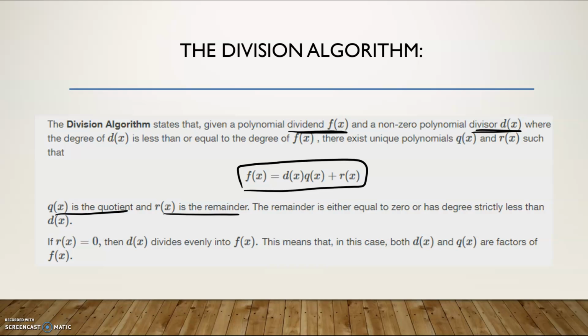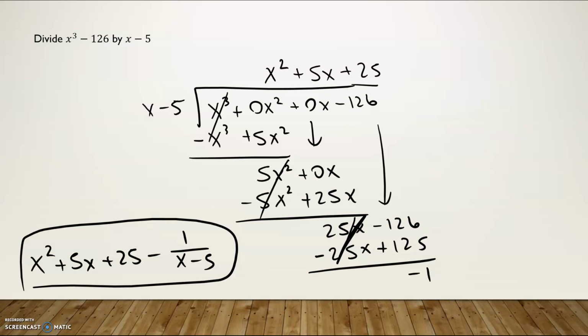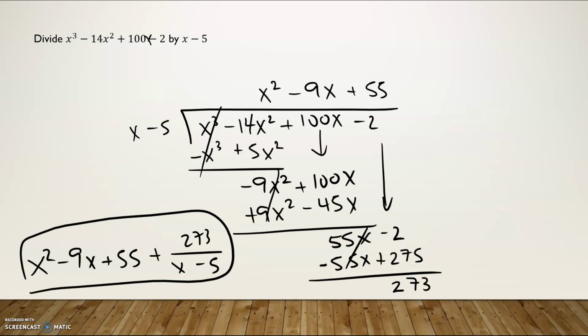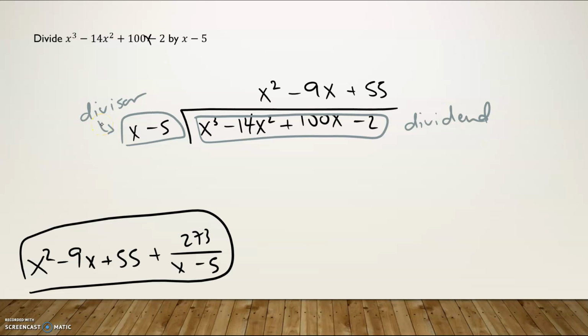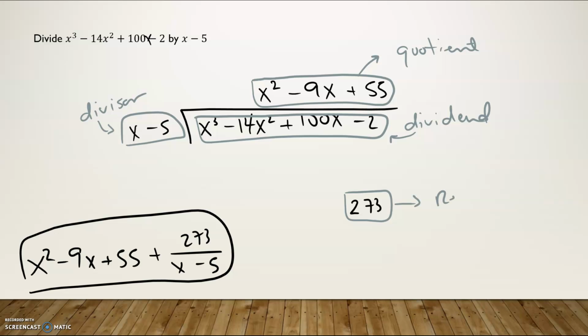So let's look at one that we have already solved, and we'll label it. Let me get rid of this right here real quick. Okay, so inside here, that is the dividend. This is what we call the divisor. This is what we call the quotient. And at the very end, we had a remainder of 273. So this is the remainder.